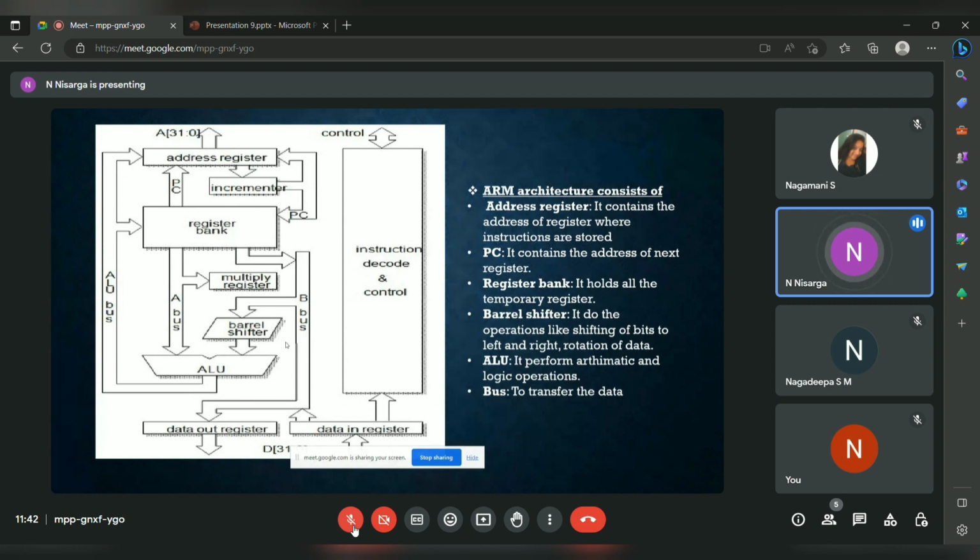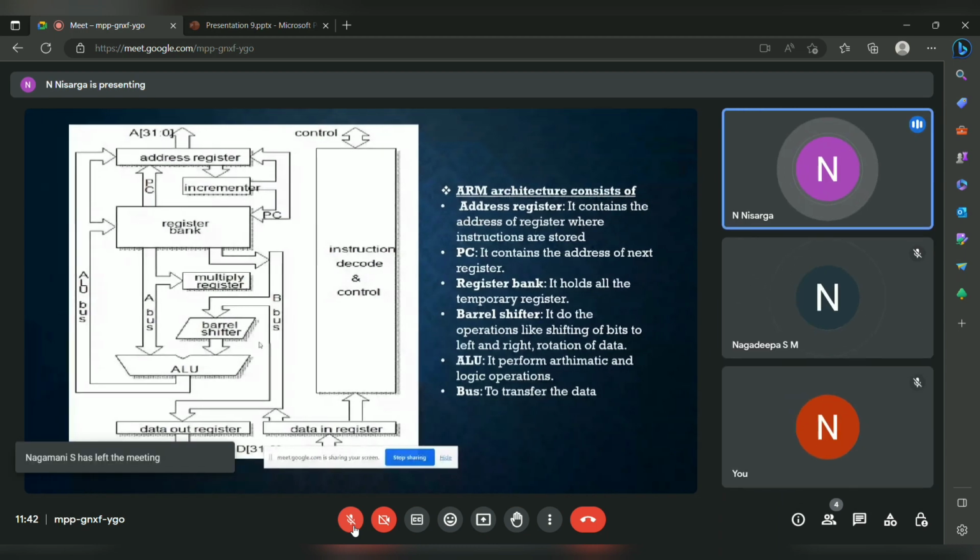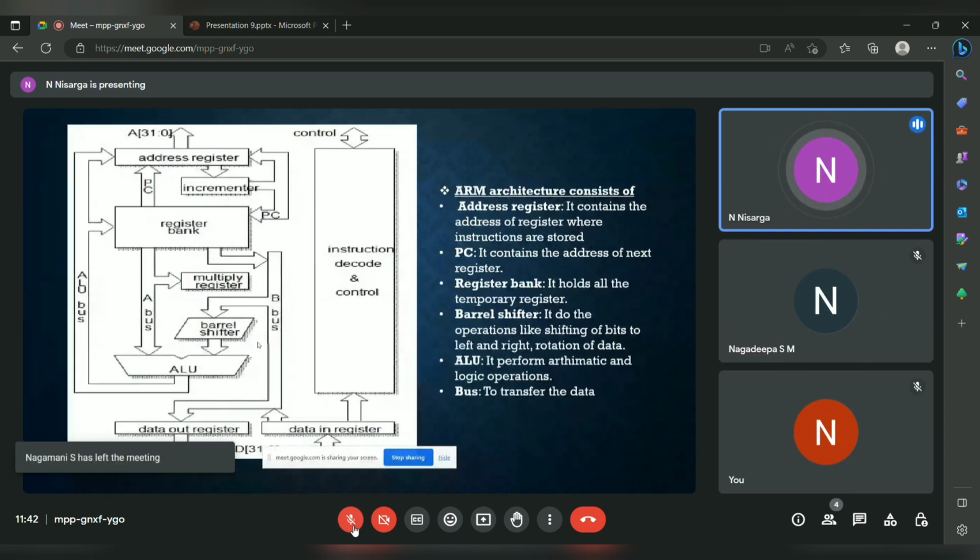Now, about the architecture, the address register is a 32-bit register. It contains the address of the instruction. Next is the register bank. The register bank contains the data, and it is connected to the ALU through two data paths, that is the A bus and the B bus. Through the A bus, it is directly connected to the ALU, but through the B bus, it is connected to the ALU via the barrel shifter.